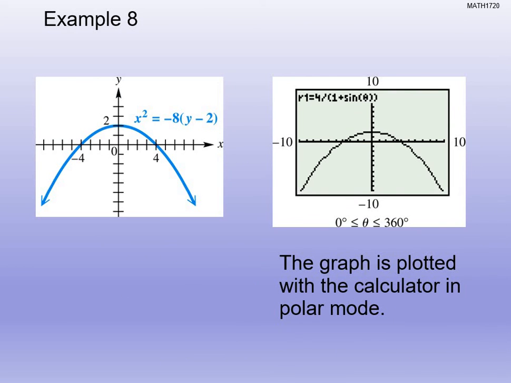You're going to get an upside down parabola. Notice the graph on the left is if we graphed it in rectangular form, and the graph on the right is if we graphed it in polar form. And notice the rectangular form matches the polar form. It should, if you do everything correctly.